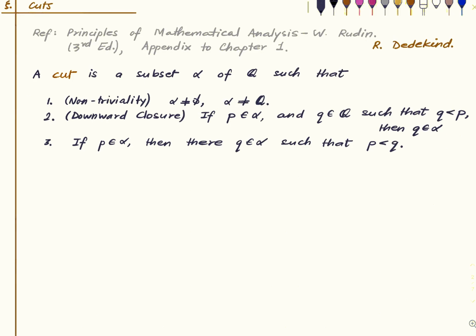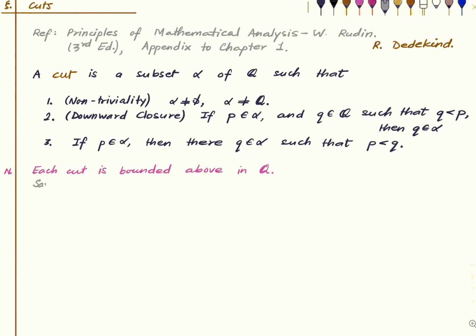An upper bound to the cut exists in the rationals simply because this is not the entire set of rational numbers and it has the downward closure property. So let me note that everything in the cut has an upper bound in the rationals. Each cut is bounded above in the rationals. Why is that? The reason is very simple.